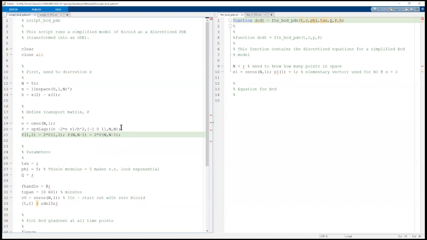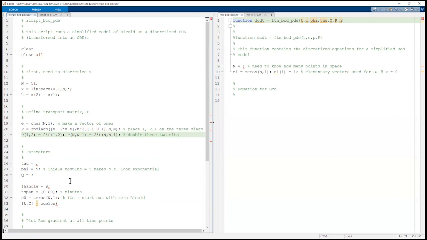Okay, so if I make a bunch of comments here for you guys to follow along with. This first one is make a vector of ones. The second line is place 1, -2, 1 on the 3 diagonals. And the last one is to double these 2 elements. Okay, so that's the code that we're going to use to construct our matrix P.